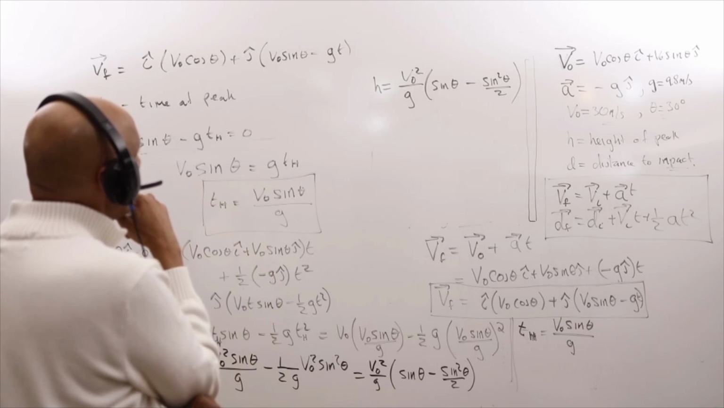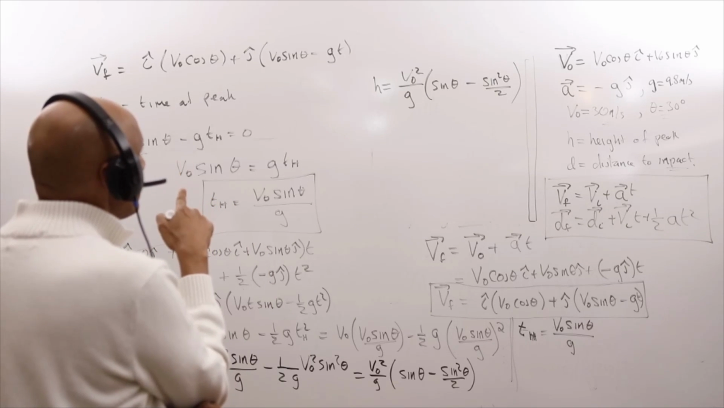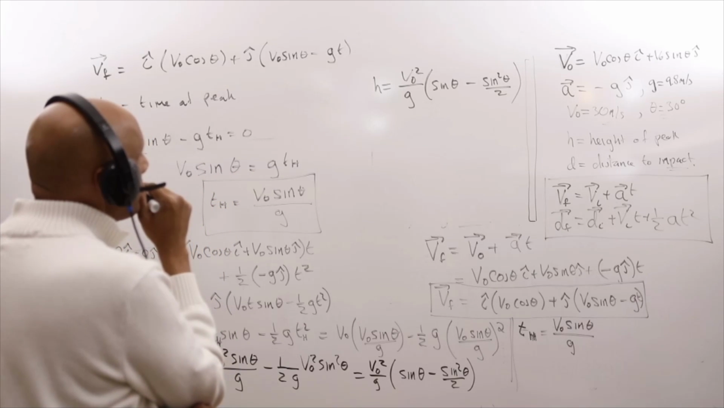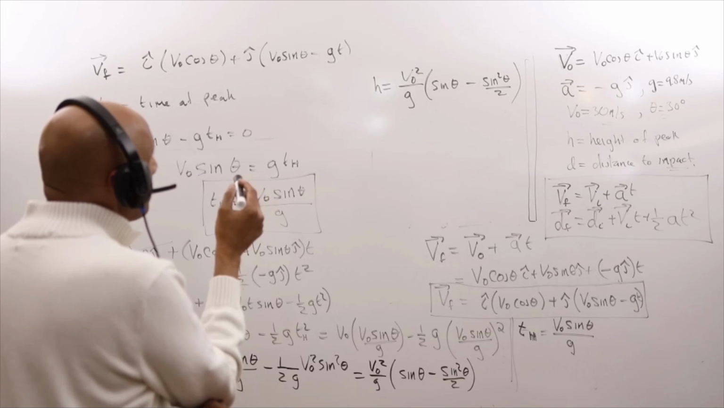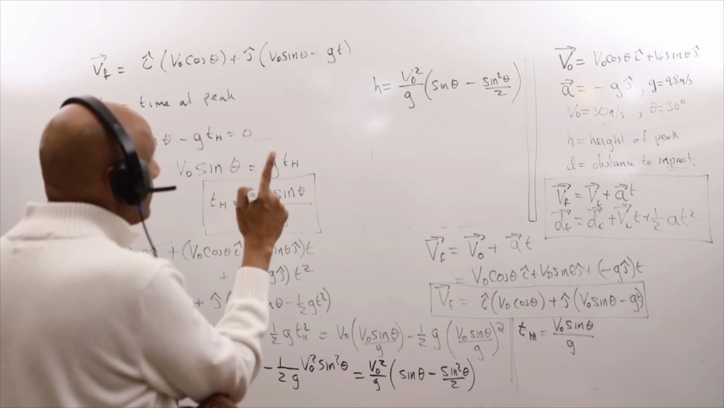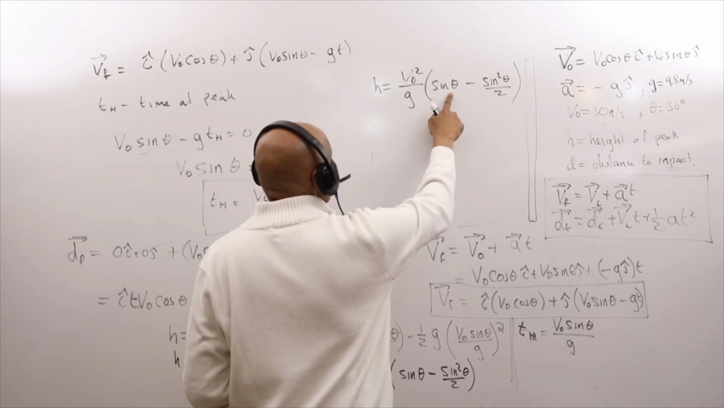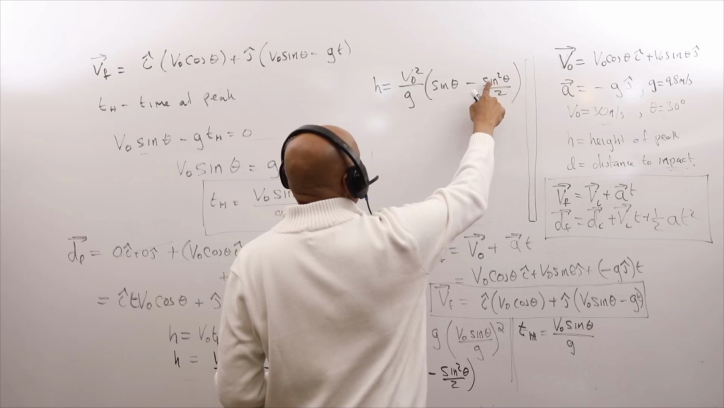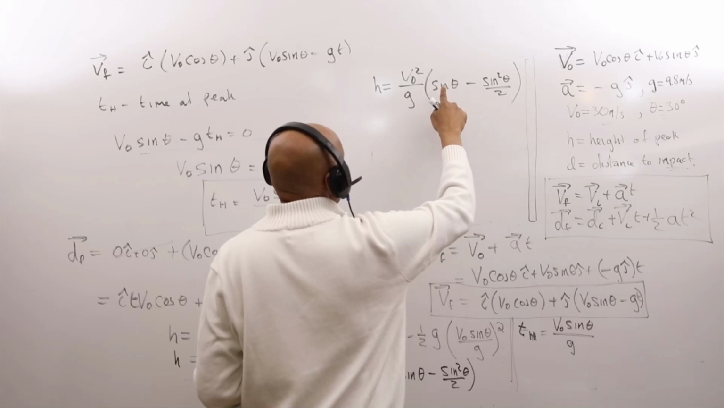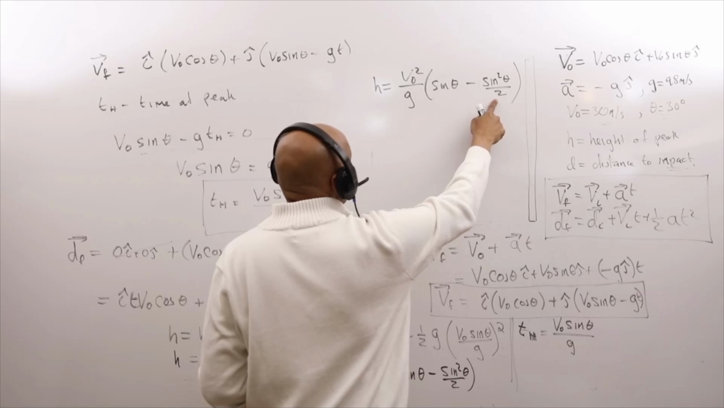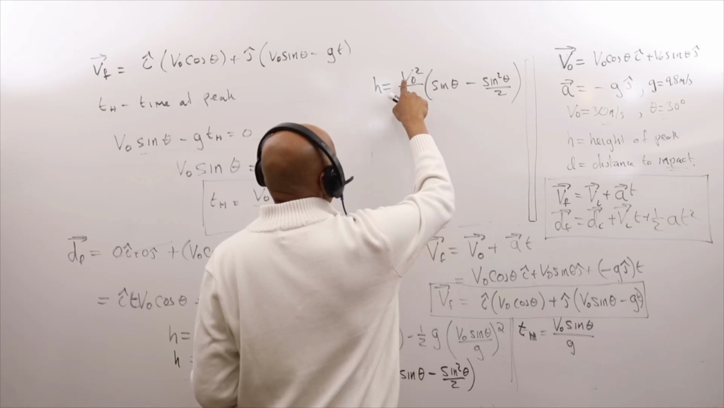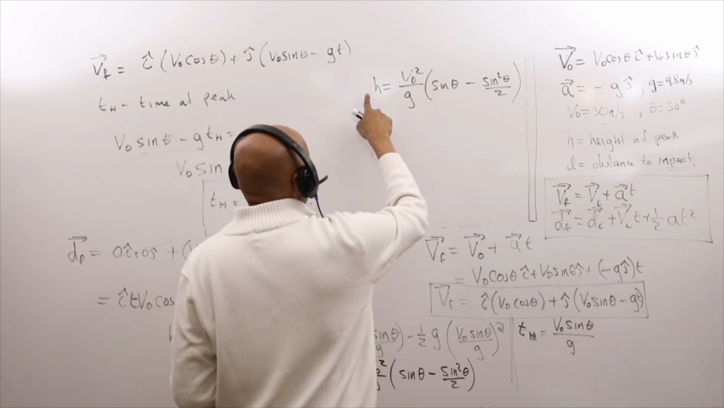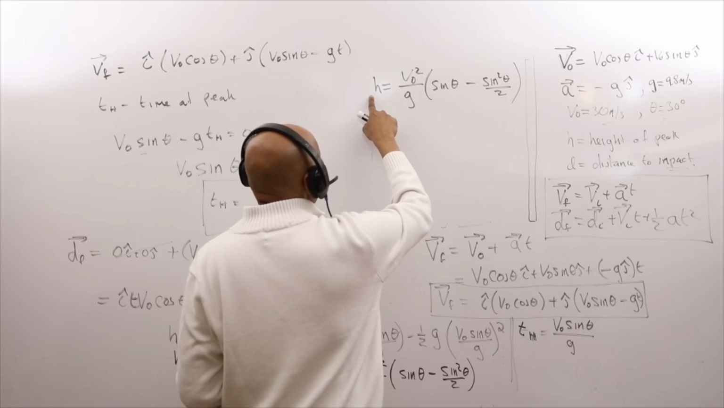Let me just think. I'm double checking just to make sure that the equations seem right. So let's double check. If theta is 90 degrees, the projectile should be going straight up. So I'm going to substitute theta equals 90 degrees. Sine of 90 is 1. So 1 minus 1/2 is 1/2. So there will be V0 squared over 2g, but then 2gh.